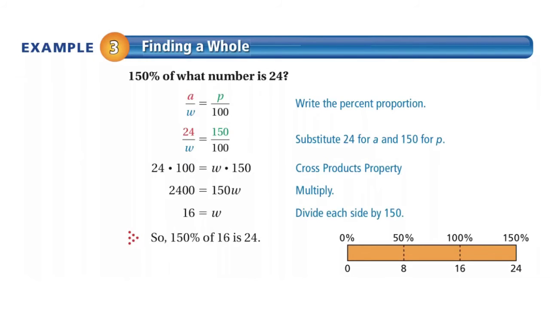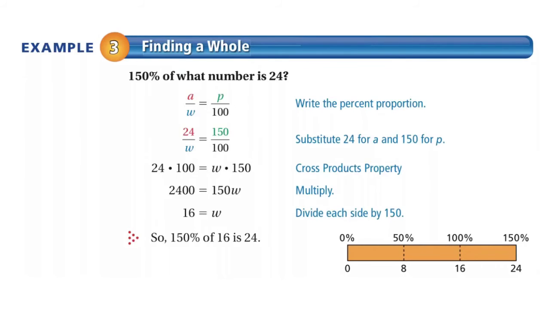In example 3, we're finding the whole. It says 150% of what number is 24? Well, the 150 has the percent sign. It's easy to know that that goes in place of P, so we have the 150 over 100. Of lets us know that's the whole amount, and what comes directly after the word of? What? That means they don't know. Of what? So that's where our variable goes, down in the whole amount. And then 24 is the other number. That goes in place of A. So we have 24 over W equals 150 over 100.